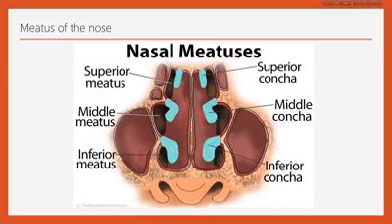In the middle meatus, the opening of the frontal air sinus, the maxillary air sinus, and the middle ethmoidal air sinus occurs. In the superior meatus, the opening of the posterior ethmoidal air sinus occurs.